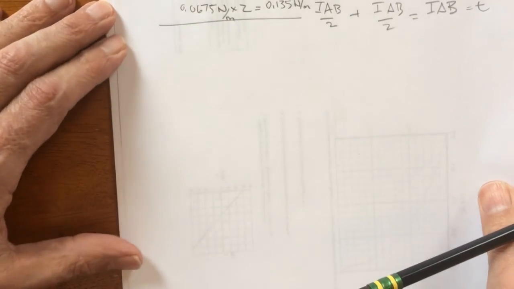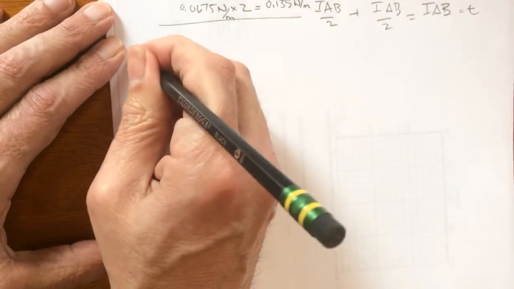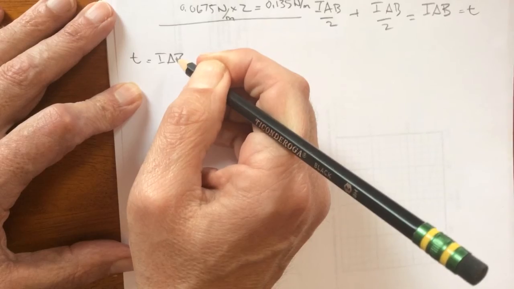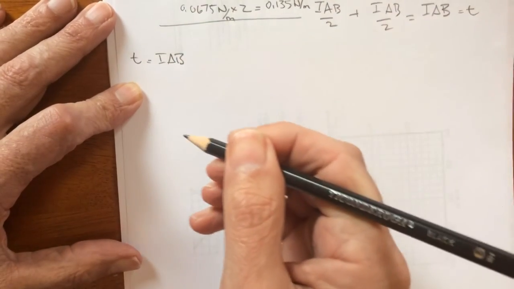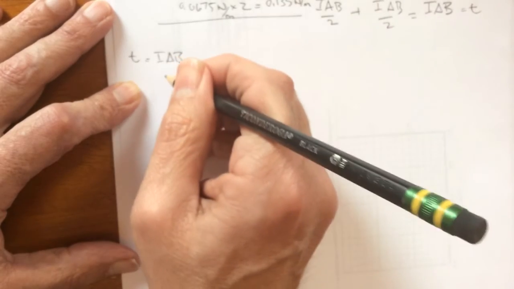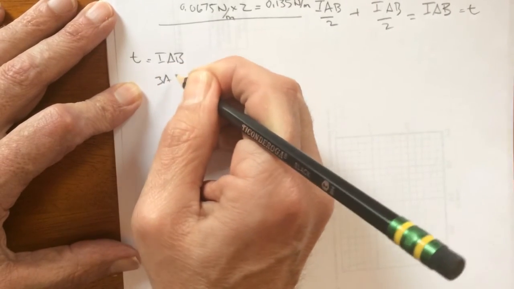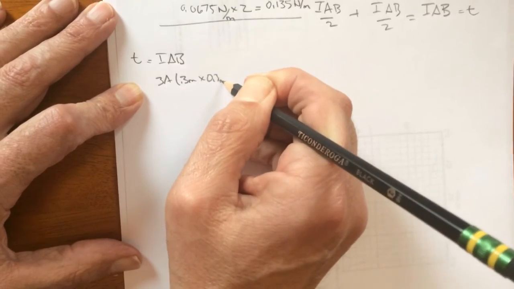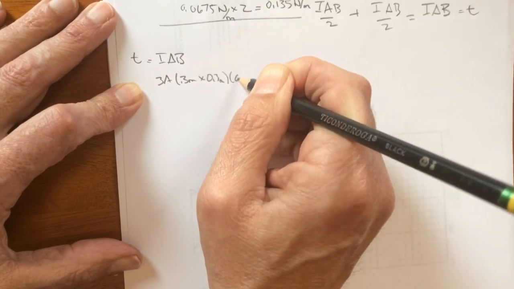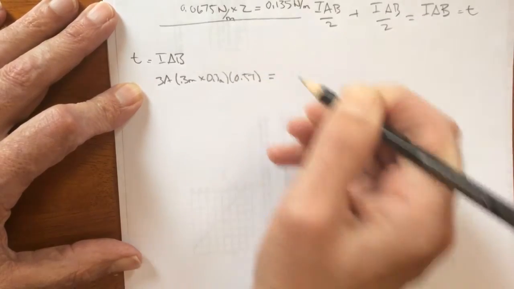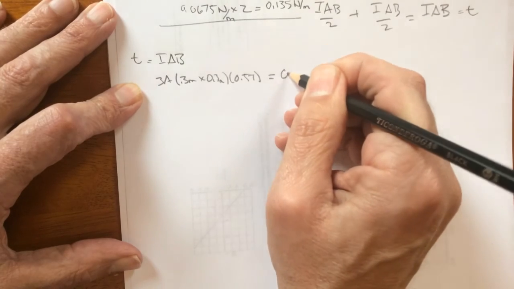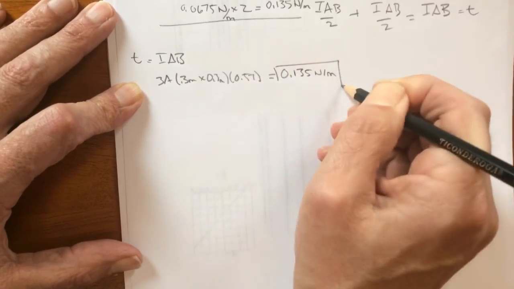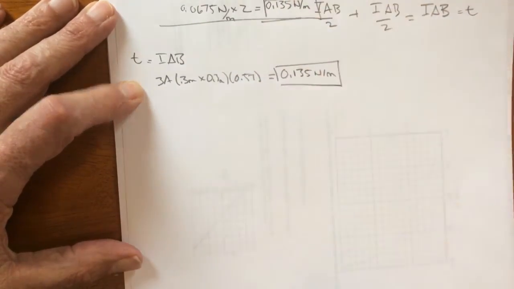Second way, using the area. So torque equals current times area times mag field. Sine theta, 90 degrees in both cases, is 1. So 3 amps times area, 0.3 meters times 0.3 meters, times 0.5 Teslas gives us the same thing: 0.135 Newton meters. We'd expect that.